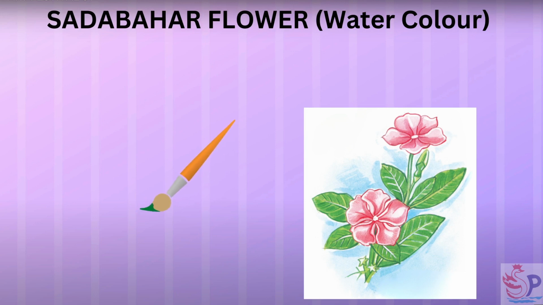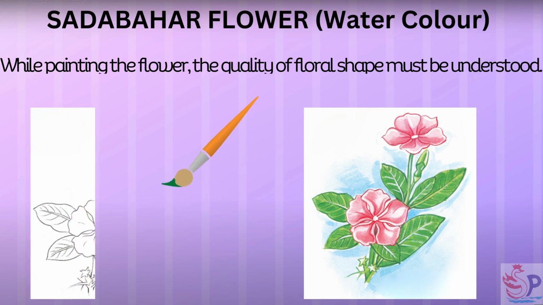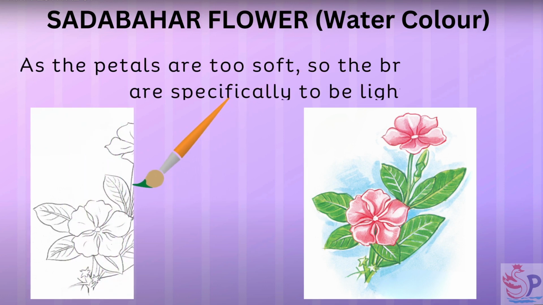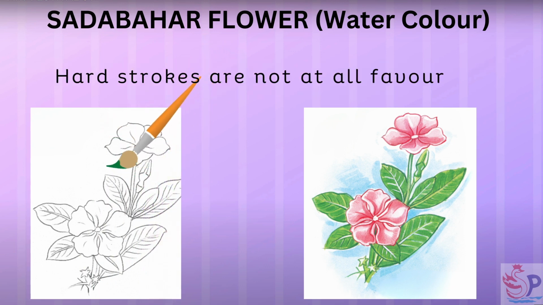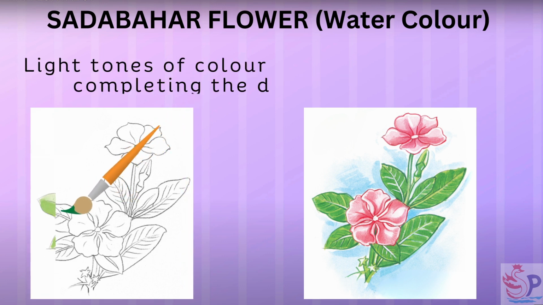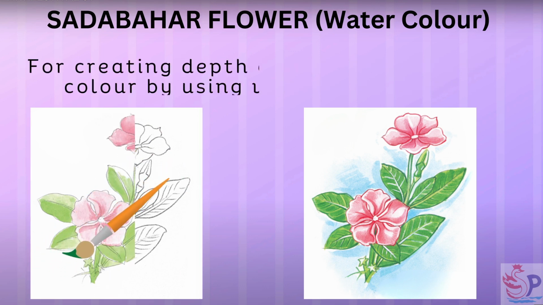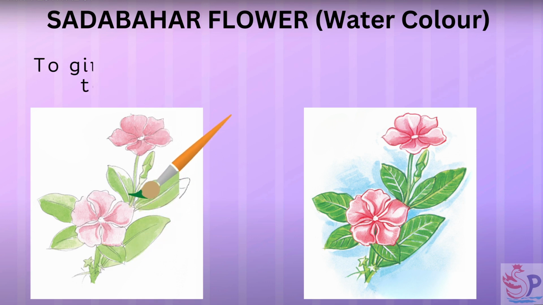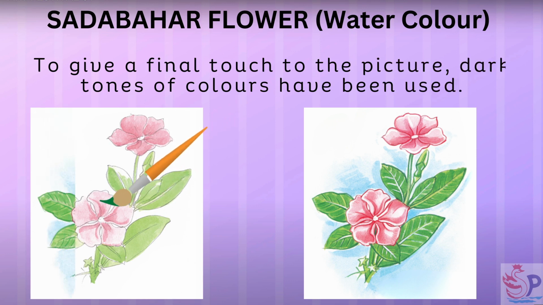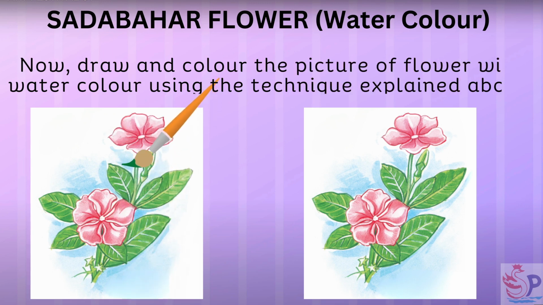Sadabahar flower, watercolor. While painting the flower, the quality of floral shape must be understood. As the petals are too soft, the brush strokes are specifically to be light. Hard strokes are not at all favorable. Light tones of color have been used after completing the drawing of the flower. For creating depth, apply middle tones of color by using the wet in wet method. To give a final touch to the picture, dark tones of colors have been used. Now, draw and color the picture of a flower with watercolor using the technique explained above.